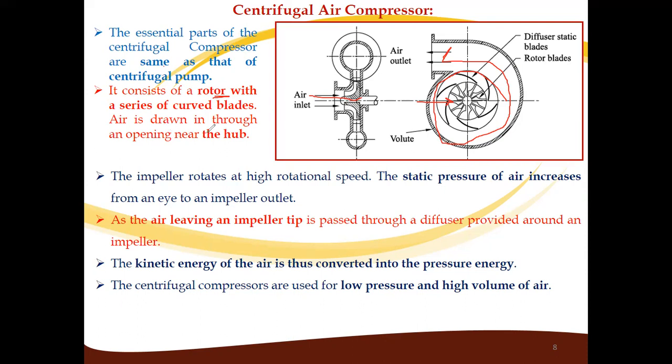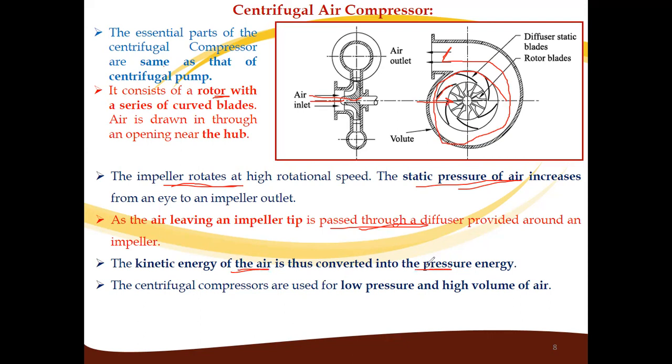Air is drawn through the opening near this hub part, or we can say the rotor part. The impeller is rotating at high rotational speed, and the static pressure of air increases from the eye of impeller to the outlet. So it will increase the pressure of the air. The air leaving the impeller tube is passed through the diffuser, which is provided around the impeller. In pump it is called guide vanes, here it is called a diffuser. So this diffuser converts the kinetic energy of air into pressure energy.